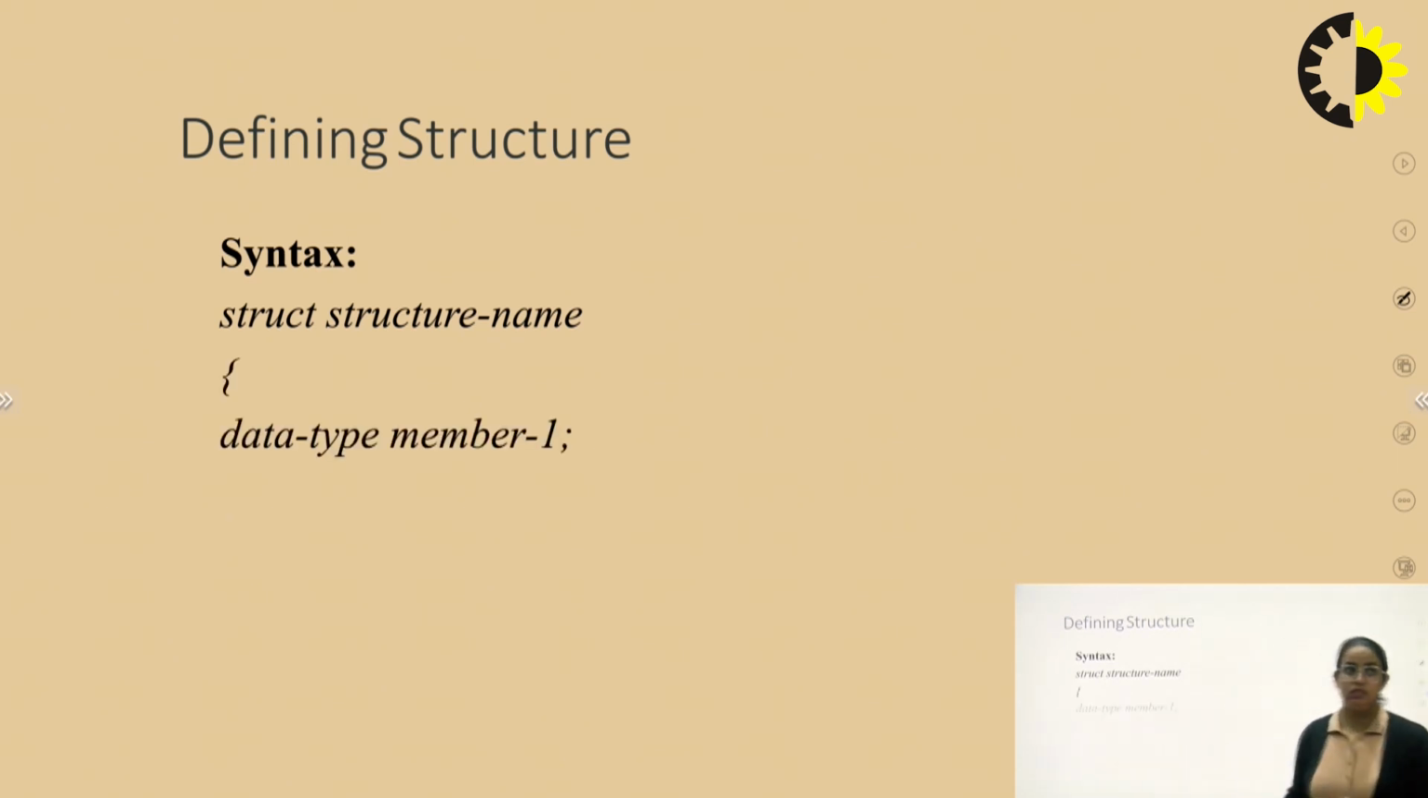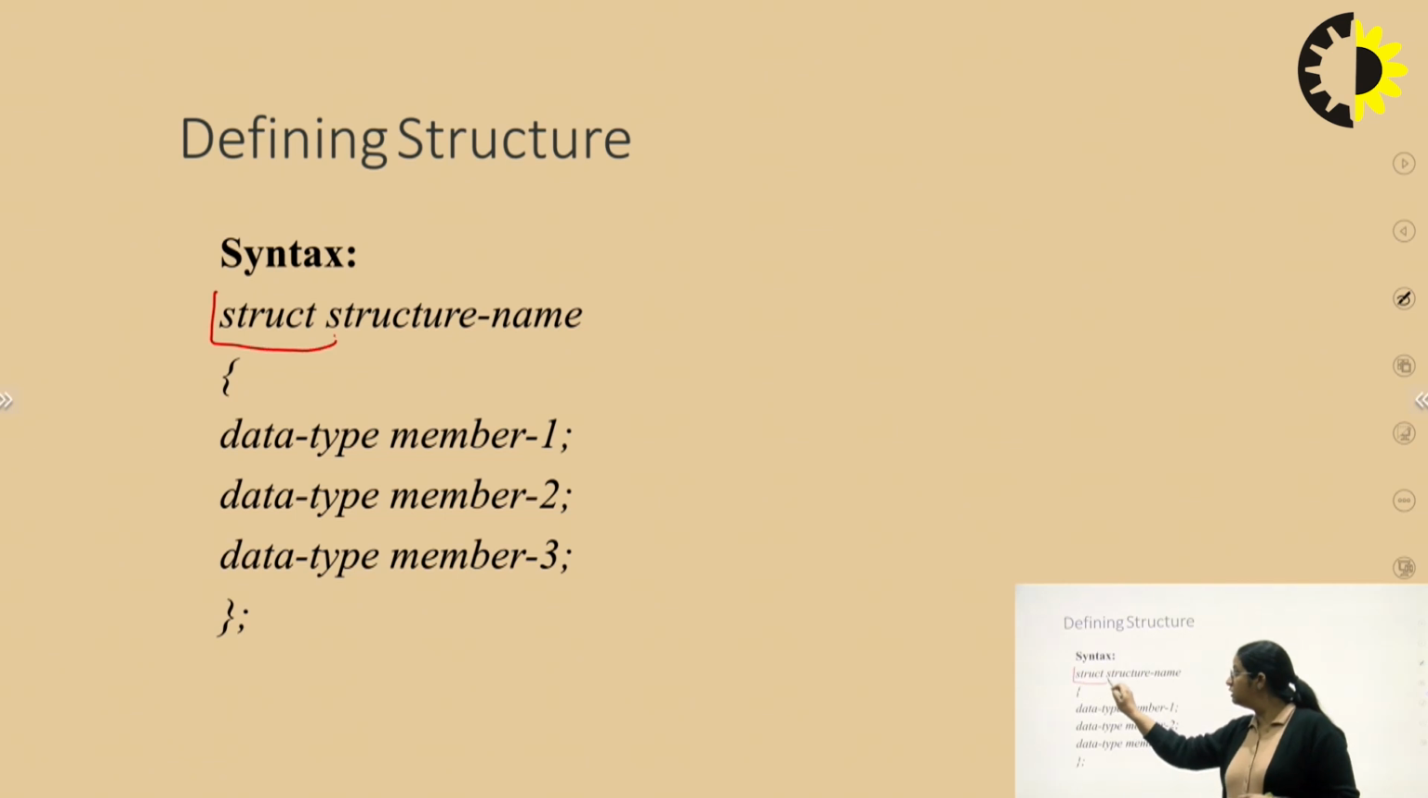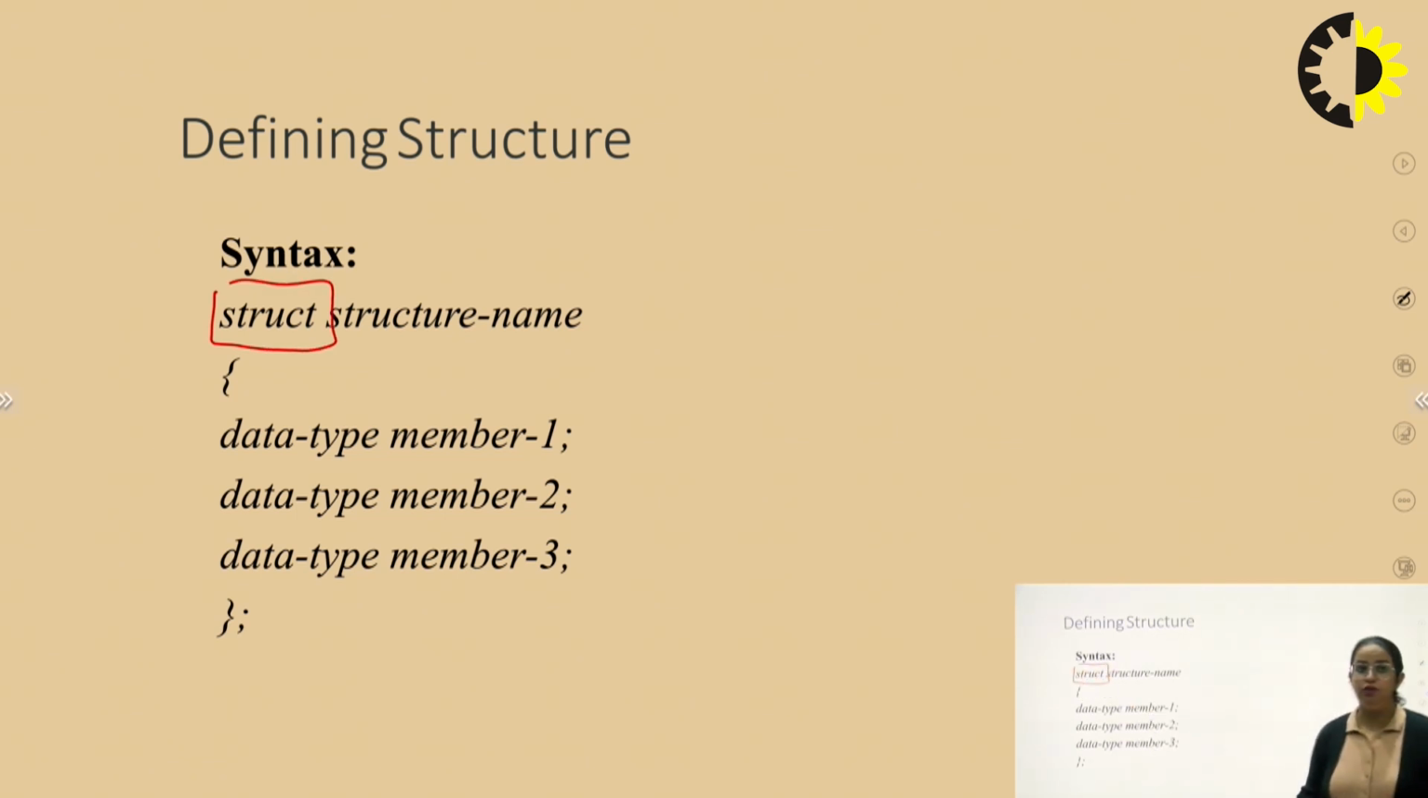First, this is the syntax of defining a structure. This only defines that we need this type of entity for storing the records. For defining a structure, what do we need? We need the keyword struct. Whenever we are dealing with structures, for declaring or initializing, we need a keyword, that is struct.